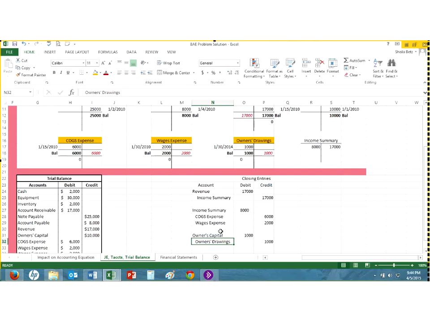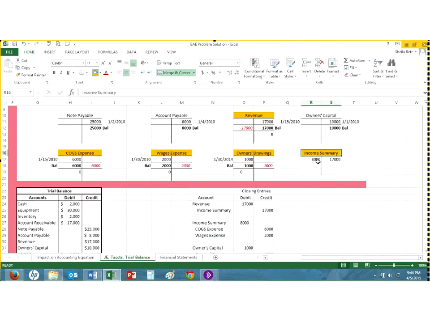Now, the last thing to do is to close income summary, because this is a temporary account as well. The $17,000 is higher than $8,000, which means my balance is going to lie here on the credit side. The balance is simply going to be the $17,000 less the $8,000. So I have a $9,000 balance. I need to get this account to 0. So the only way I can do that is by debiting it for $9,000.